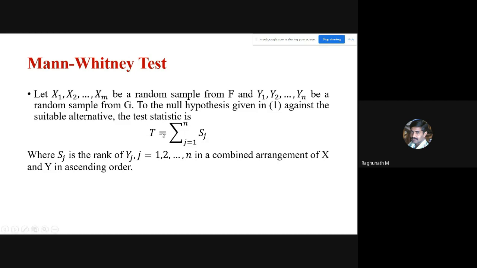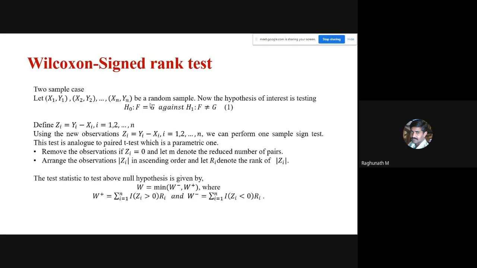Again, for a larger value of t, we are going to reject the null hypothesis. The null hypothesis again is going to be two sample. So these are the tests. Whenever you see the t-test with one sample, two sample, and paired t-test, there are three applications. Analogous to that are the sign test, Wilcoxon signed rank test, and Mann-Whitney test.